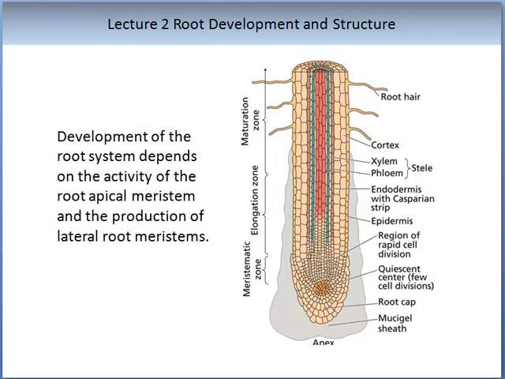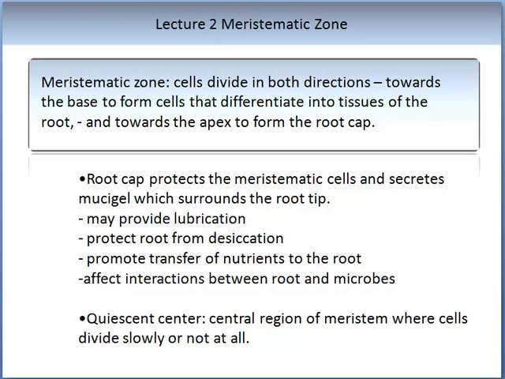At the end of the elongation zone, you come to the most sensitive part of the root, which is the meristematic zone. This is a special zone, which is where all the active initial growth occurs. Looking at the meristematic zone structure in more detail, we see that physically the cells can divide in either direction. They can divide towards the base to form cells that differentiate into tissues of the root, and they can also divide towards the apex to form the root cap.